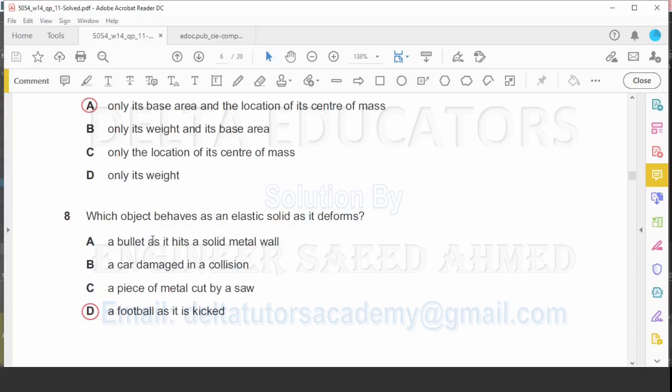Option A, a bullet as it hits a solid metal wall. Option B, a car damaged in a collision. Option C, a piece of metal cut by a saw. Option D, a football as it is kicked. Our correct option is option D. When we kick a football, its shape is changed, but after a short while, it regains its original shape. So we can say a football as it is kicked is an elastic solid.